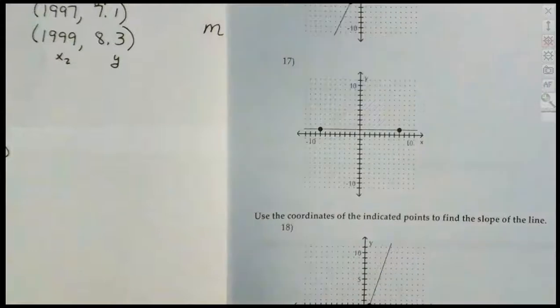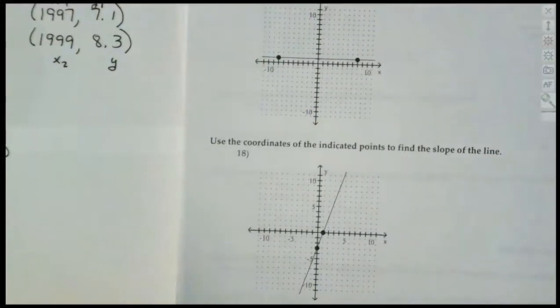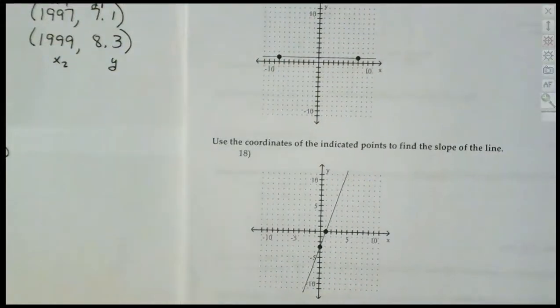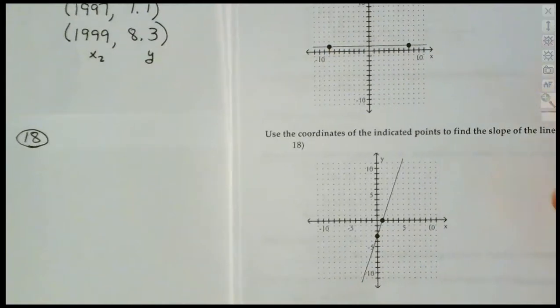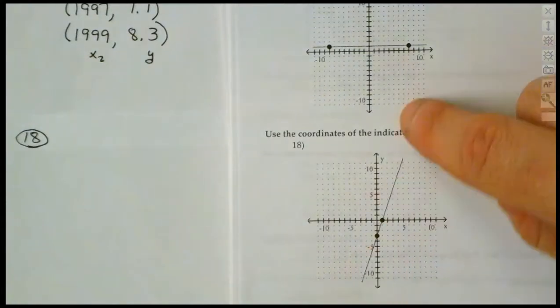So let's look now at question 18. So for question 18, we want to find the slope of this line. Well, first off, we've got four choices. Is this line going to have a positive, a negative, a zero slope, or an undefined? Well, which one is it? Can someone tell me what they think the slope would be? Positive, negative, zero, undefined. Which one? Positive. Why? Because it's going up from left to right.